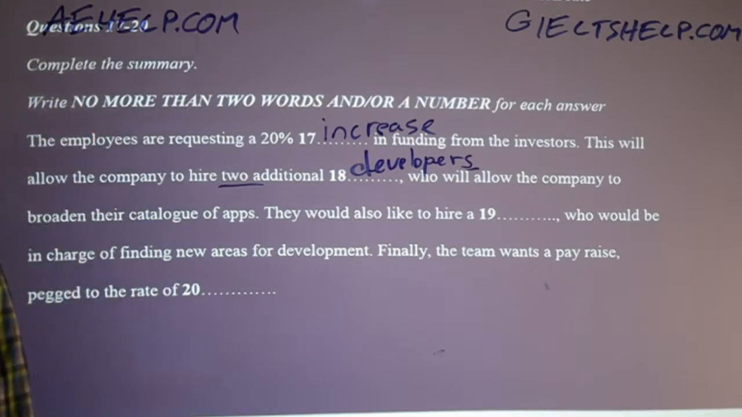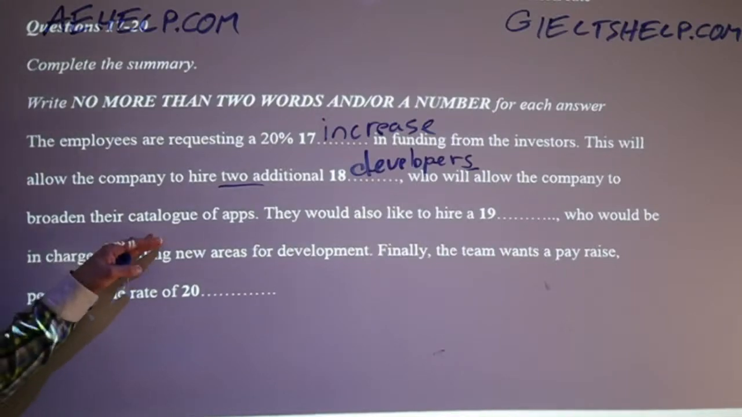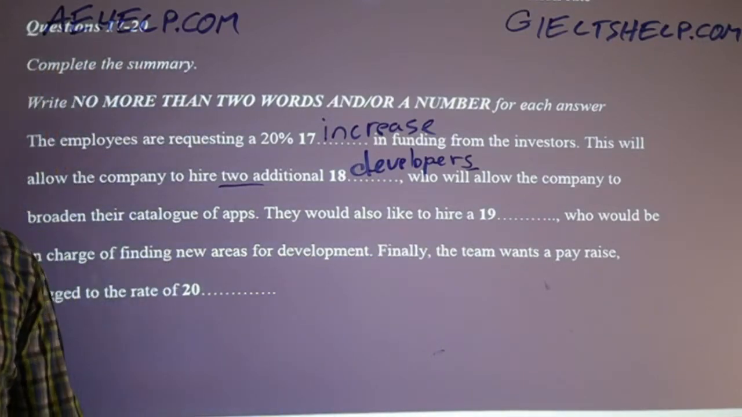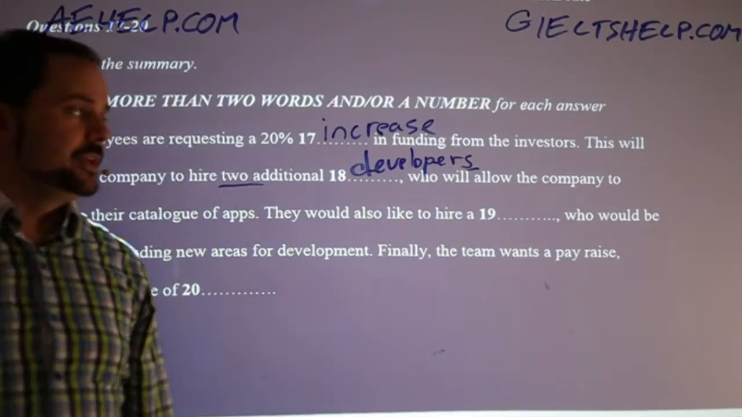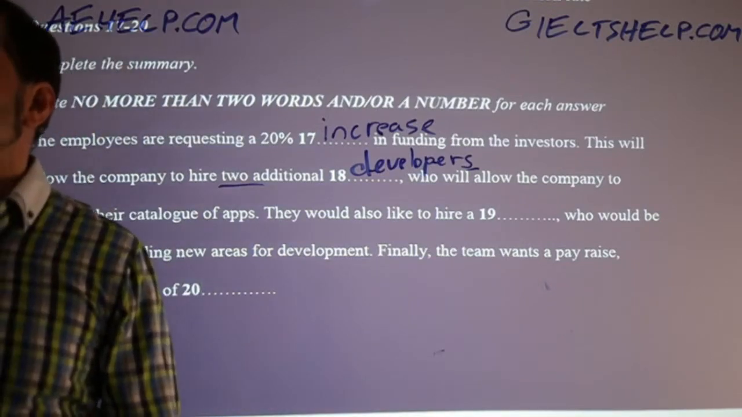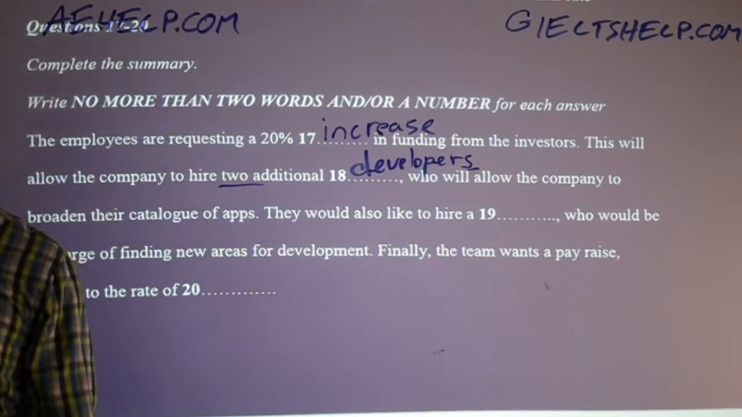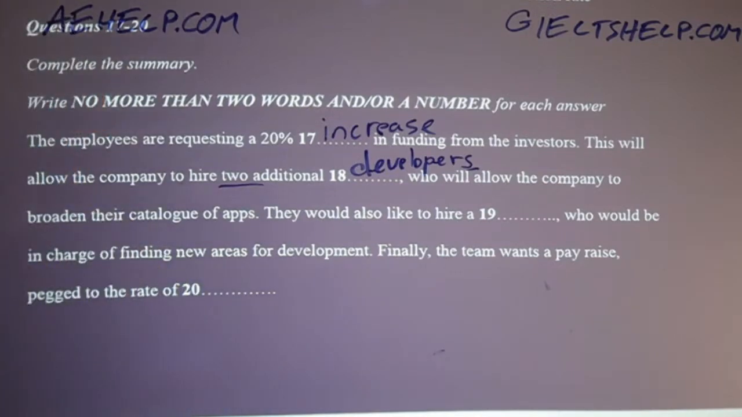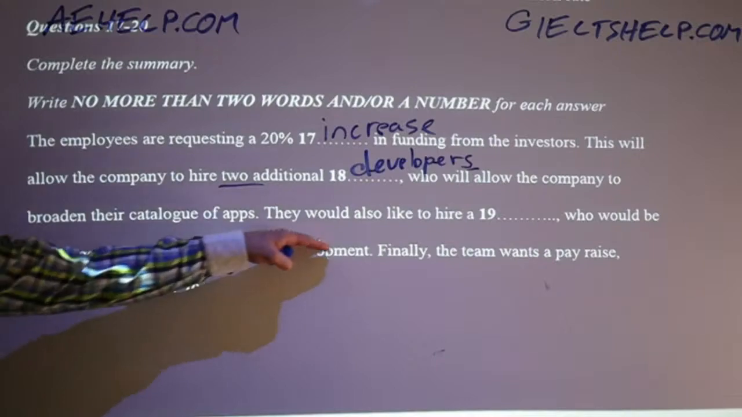Absolutely. Nicely done. Okay. Who will allow the company to broaden the catalog of apps? They would also like to hire a something. This is a little bit trickier. Here you have to use some higher level English. Bekzad got developers, and Ramya and Franklin got developers as well. Very good. Bekzad. Who else would they like to hire?